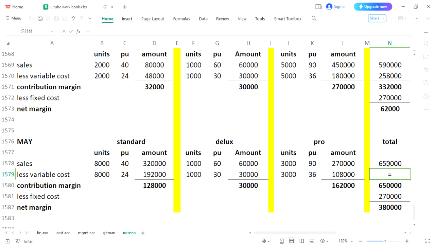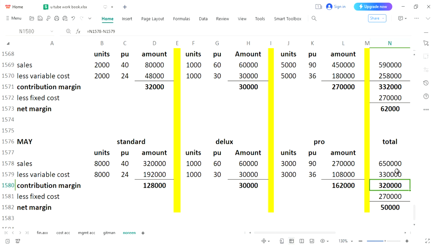It's time to calculate variable cost. So what we will do, variable cost for standard in May 192,000 will be added, 30,000 variable cost for month of May product deluxe. Then we will add variable cost of pro 108,000 in the month of May. When we add all three variable costs, we will get total variable cost as a whole.